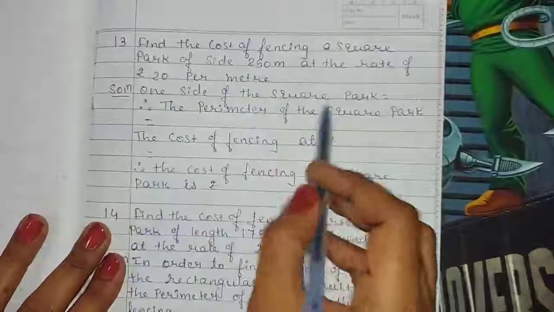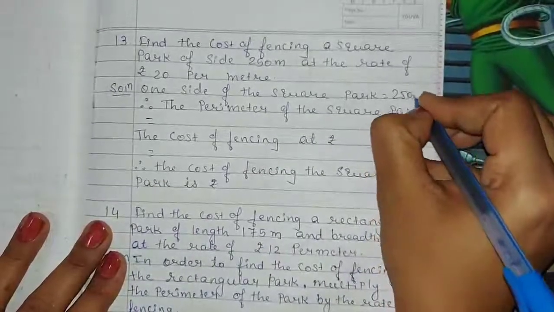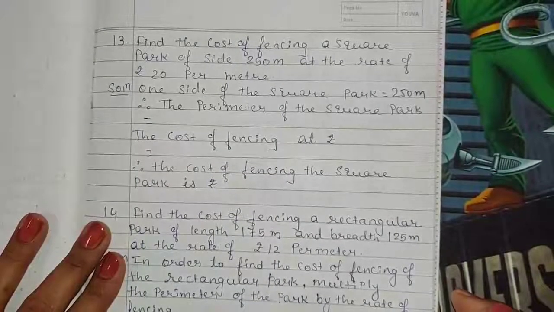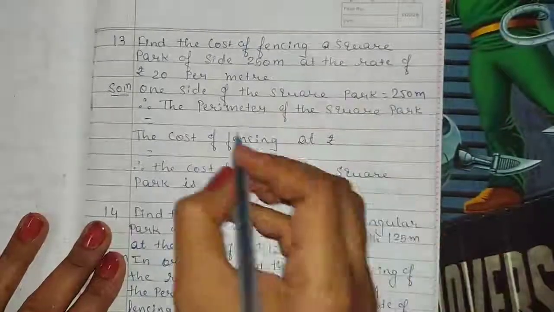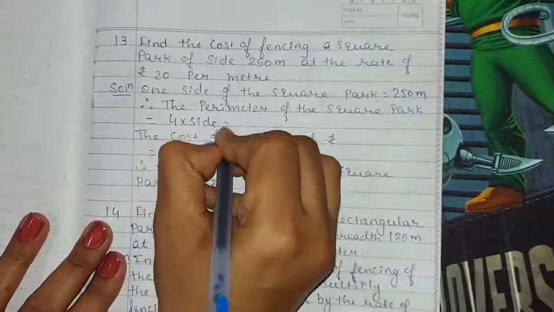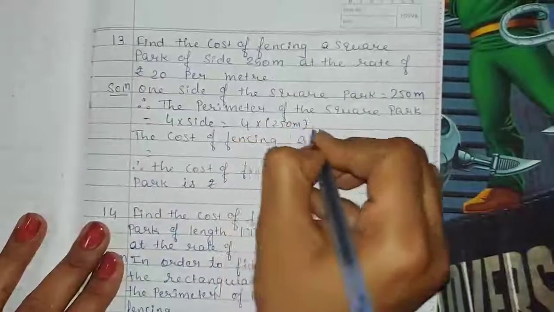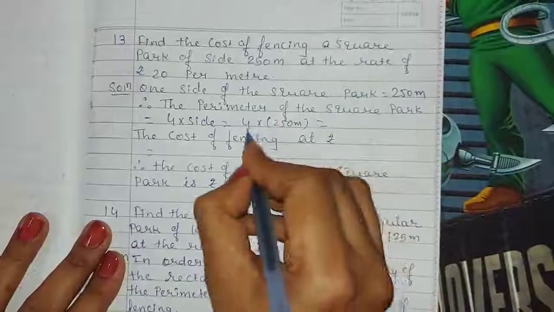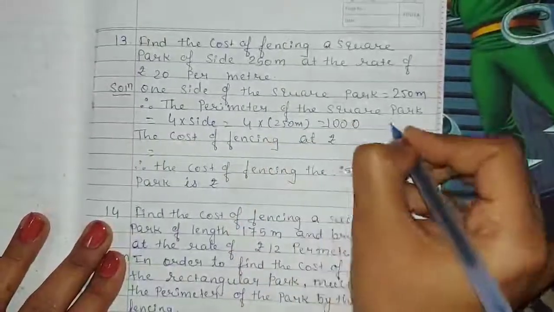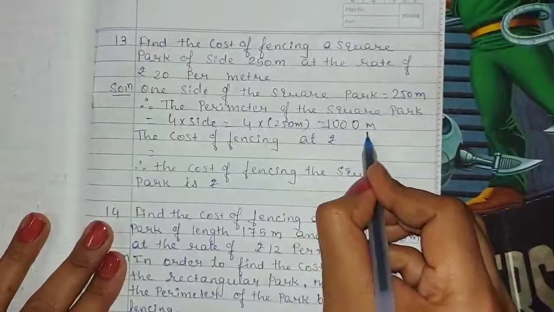So one side of the square park is given, 250 meter. Therefore, the perimeter of the square park equals 4 multiplied by side, and that is 4 multiplied by 250 meter. 250 multiplied by 4: 4 zeros are 0, 4 fives are 20, 4 twos are 8 plus 2, 1000 meter. So this is the perimeter of the square park.